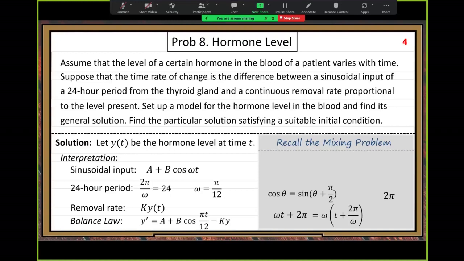Can you see the similarity to our situation here? The hormone level is just like the amount of salt in the tank. We have the rate of change of the hormone level. Then the sinusoidal input, we treat as the inflow. The removal rate, we treat as outflow. So we see the similarity.